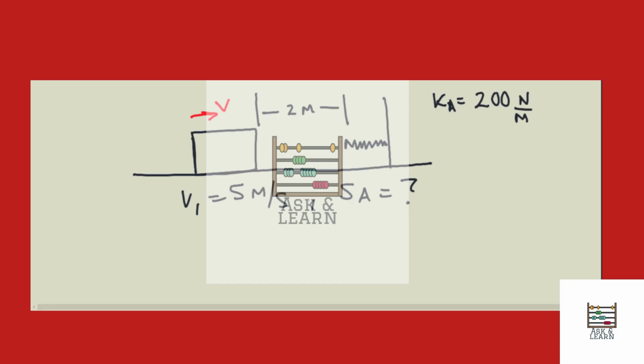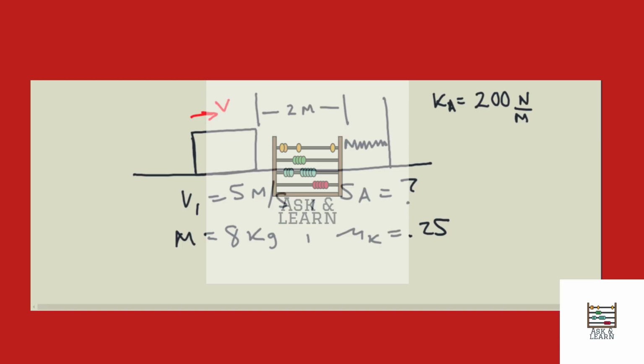We're given the stiffness of that spring as Ka is equal to 200 Newton meters. The mass of the block is 8 kilograms, and the block is experiencing kinetic friction, so the coefficient of kinetic friction is 0.25.